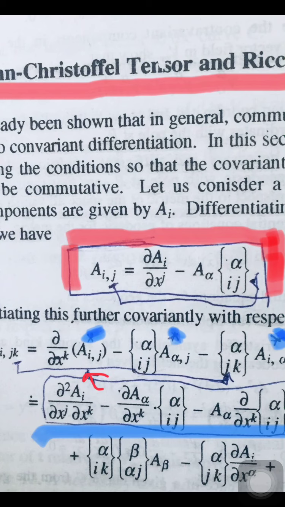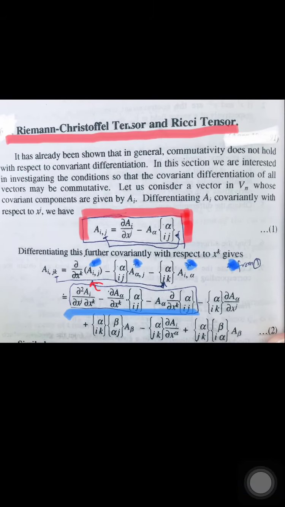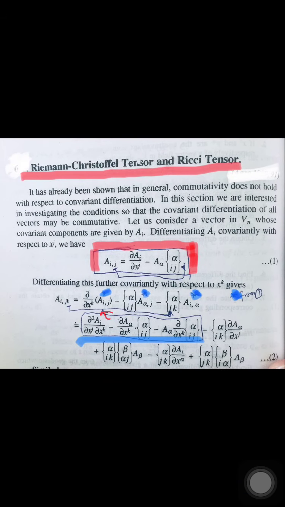This is the covariant differentiation of a vector. We already studied it in the last lecture, so we are using it as such here. But we understand that differentiating with respect to xj gives one extra term after the partial derivative of Ai over xj, minus A alpha times Christoffel symbol alpha ij. This is a very important thing which we use in the next lines. So we denote it by equation 1.